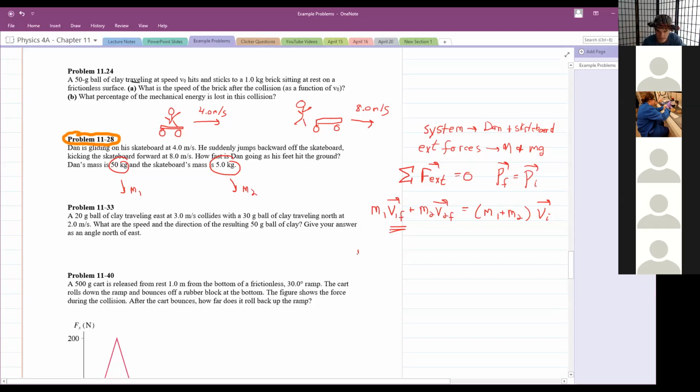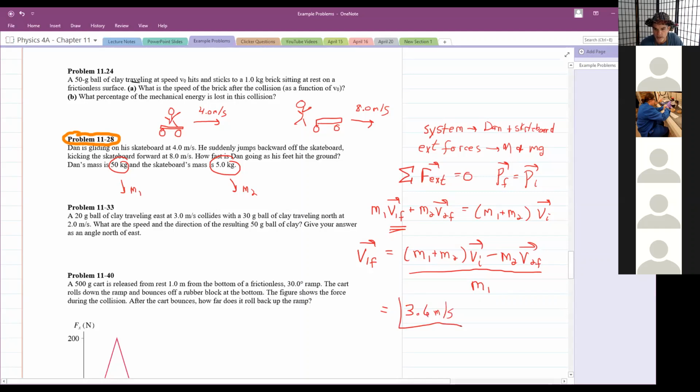So let me skip a step of algebra. What you'll get is V1 final equals (M1 plus M2) times V initial minus M2 V2 final, over M1. So again, we have M1 is 50 kilograms, M2 is 5 kilograms, V initial is 4 meters per second, V2 final is 8 meters per second. If you plug in all the numbers, what you should find is Dan's final velocity is plus 3.6 meters per second.